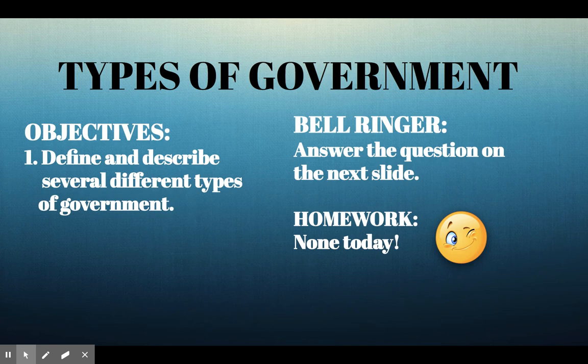I hope you have your two screens open, one for your presentation and your workbook on the other side. Okay, we are going to look at types of government today. So we're going to learn the definition of different types and be able to describe different types of government.